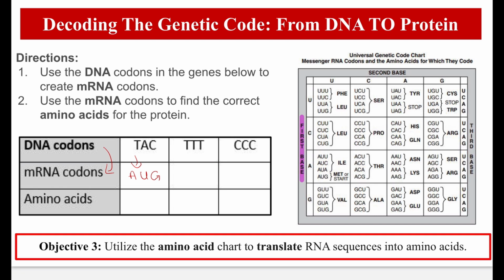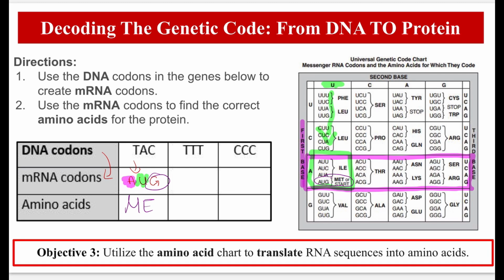left column, labeled first base. For the codon AUG, that first base is A. Now, we're going to look for the second letter at the top row. Our second letter is U. Finally, we will match our third letter with the boxes that intersect our first 2 letters. The third letter for AUG is G. There we have it. AUG codes for the amino acid MET, which is also the amino acid that signals the start of protein synthesis. Let's do another example.